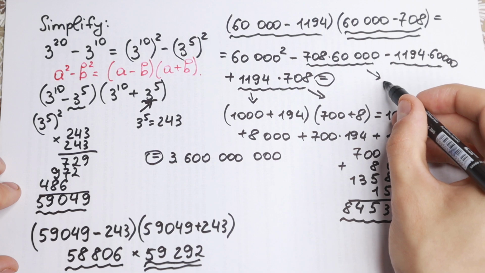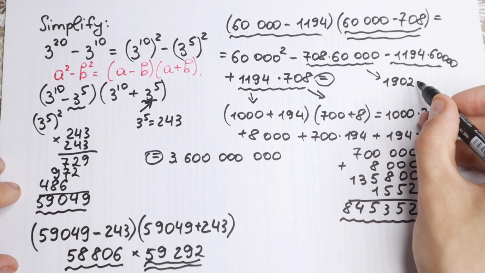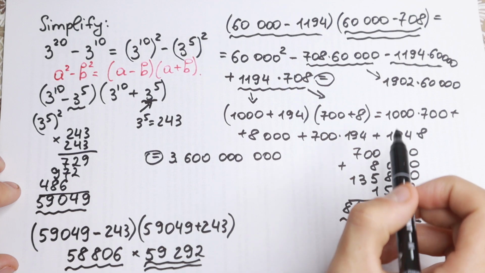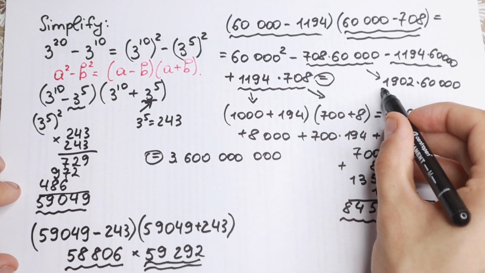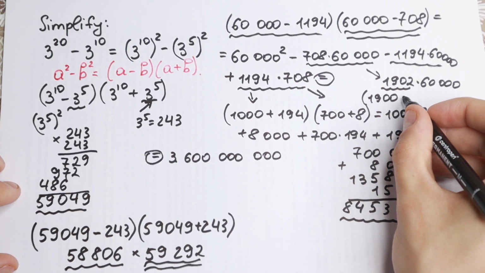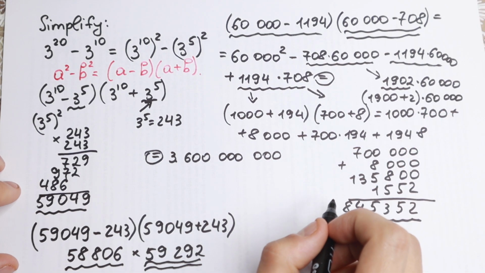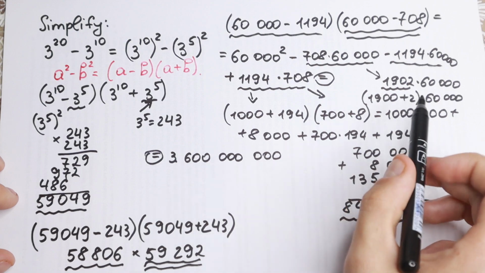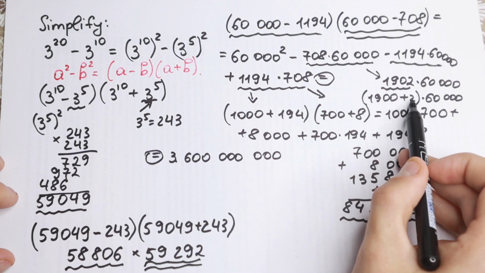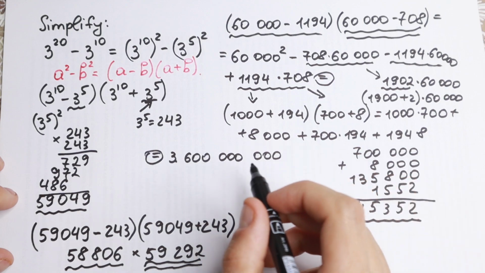We will have 102 if we subtract it, and of course times 60,000. Okay, this is the subtraction, but how can we find it? Of course we can write this 1902 as 1900 plus 2, and we multiply it by 60,000. And of course we can easily find it. If we multiply 60,000 by this one and we add 120,000, we will have our answer right here.